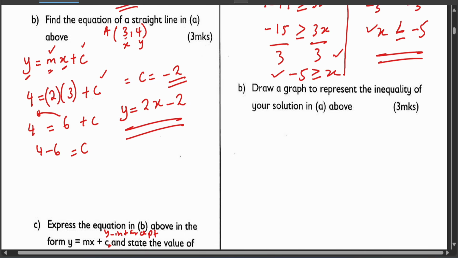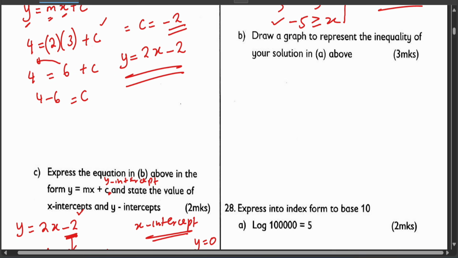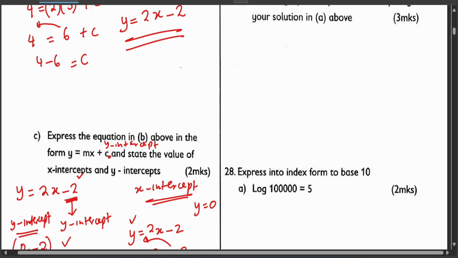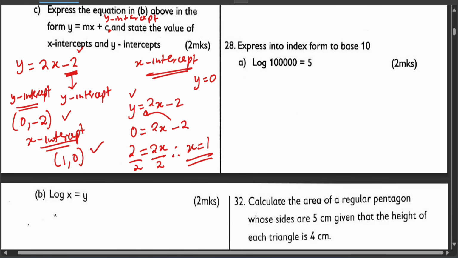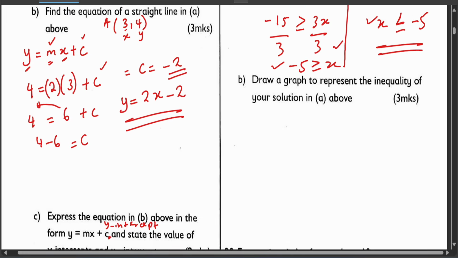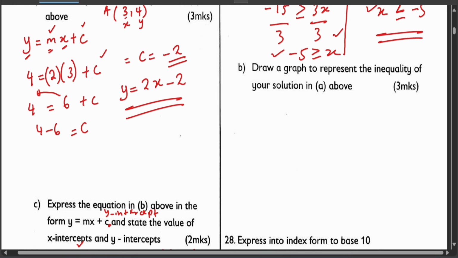So, draw a graph to represent the inequality of your solution in A above. Now I don't see the graph of anything here, so I don't know how I should draw it. But in Kali, there is no graph. I'm just sketching for you so that you can understand how it's drawn. You will draw it like this, but you should be drawing on a graph, not like this.